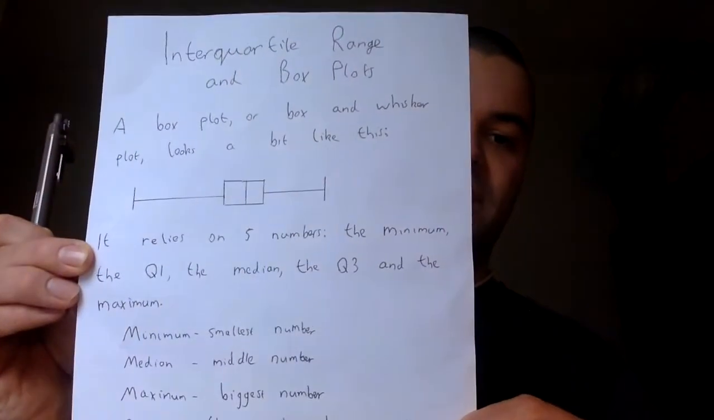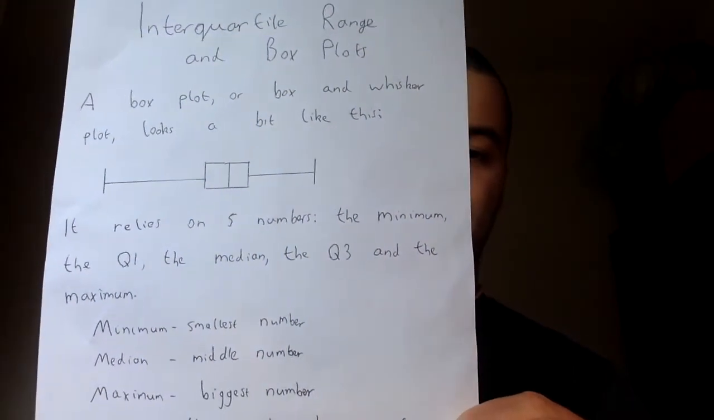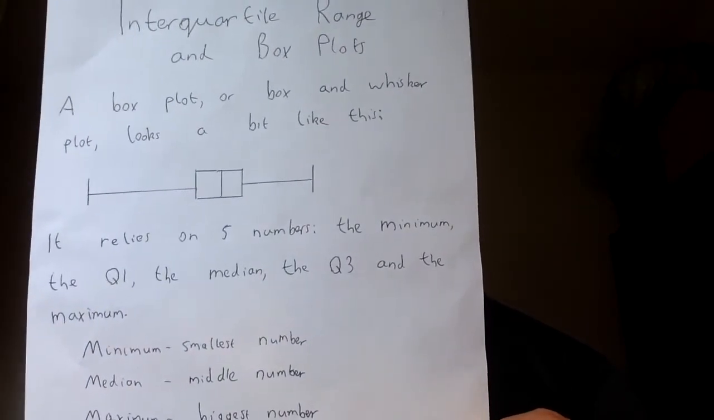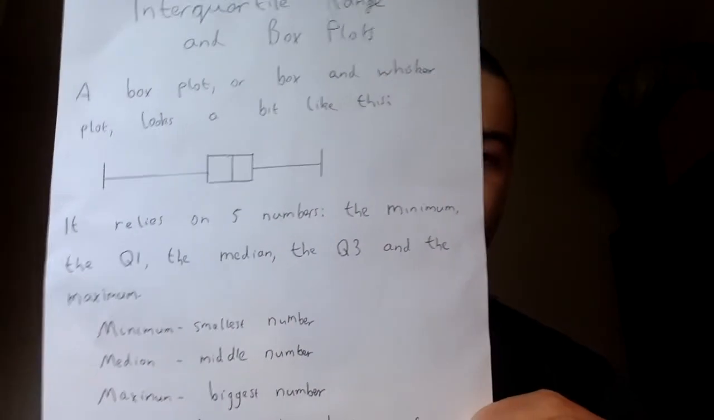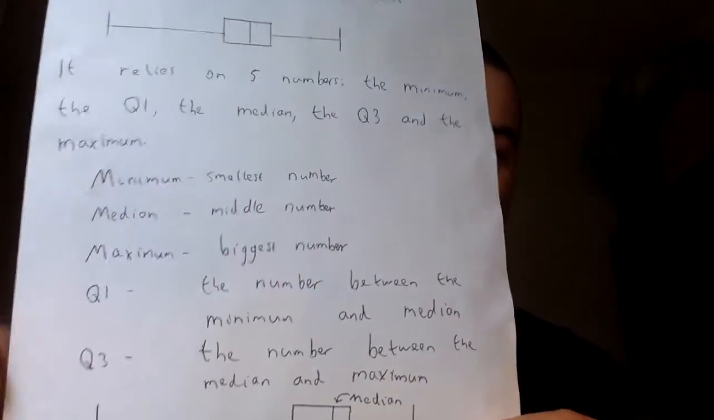Hopefully you're aware, minimum just means the smallest number, maximum means the biggest number, and median is one of those averages we've looked at, the middle number of the data that we've got. So those are hopefully familiar to you, whereas Q1 and Q3 are new.